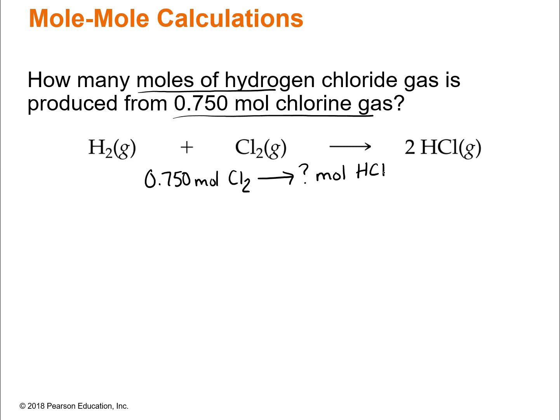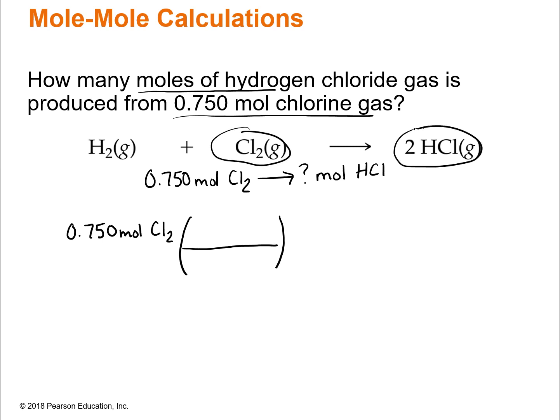So we've got 0.750 moles of chlorine gas, and we're trying to figure out how many moles of hydrogen chloride gas we're going to produce. We need to use a mole ratio that talks about the chlorine gas and the HCl. We're going to put the moles of HCl on top and the moles of chlorine gas on the bottom.